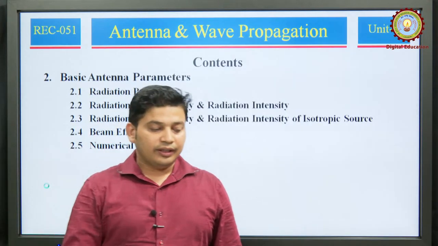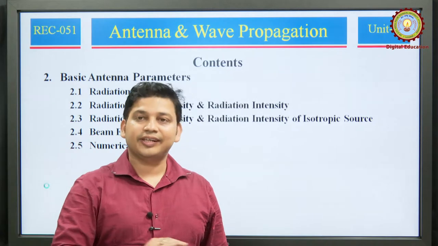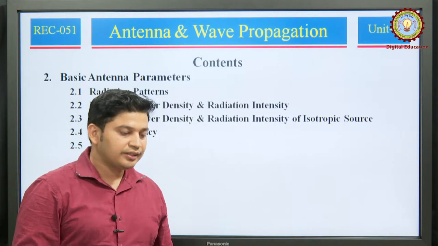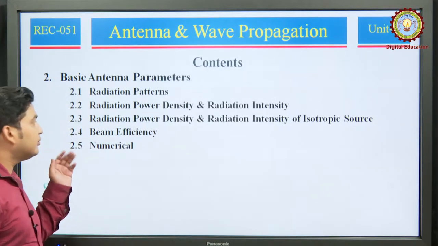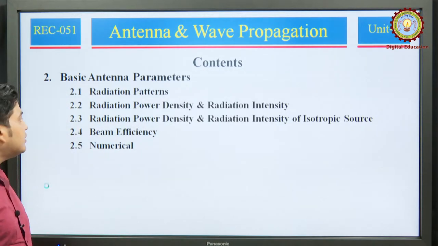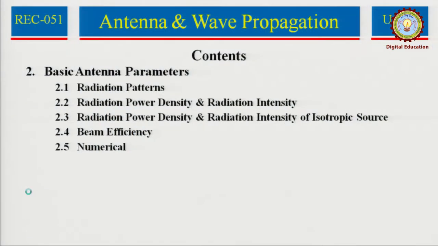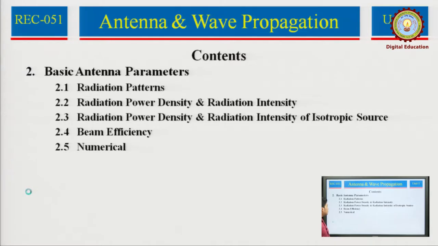The antenna basic pattern, that is radiation pattern. Next, we discuss radiation power density and radiation intensity. Next, we discuss the radiation power density and radiation intensity of an isotropic source. Later, we discuss beam efficiency, and on this we solve a few problems depending upon beam area, radiation density, etcetera. So, starting with the first topic, radiation pattern.